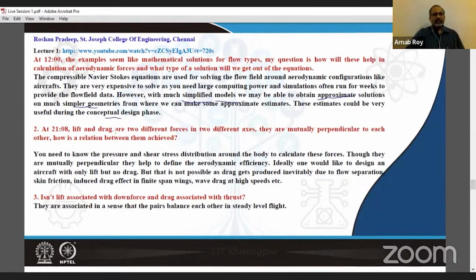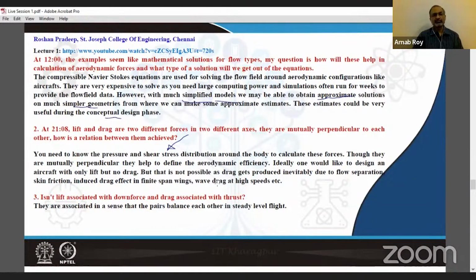Next question is regarding lift and drag, which are, of course, two very different forces, and they are acting mutually perpendicular to each other. So how are they related to each other? Of course, we go back to the basics and state that the source is again pressure and shear stress, but then they are ultimately producing a resultant force and a moment, and we are essentially trying to resolve them along orthogonal directions. That is where we see lift and drag coming up.